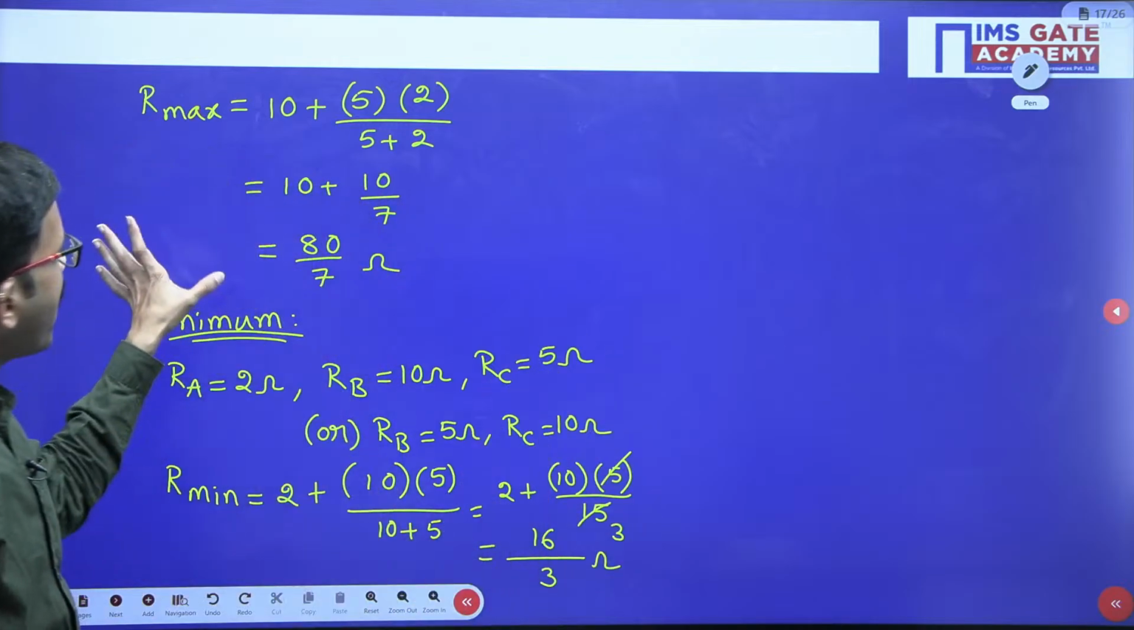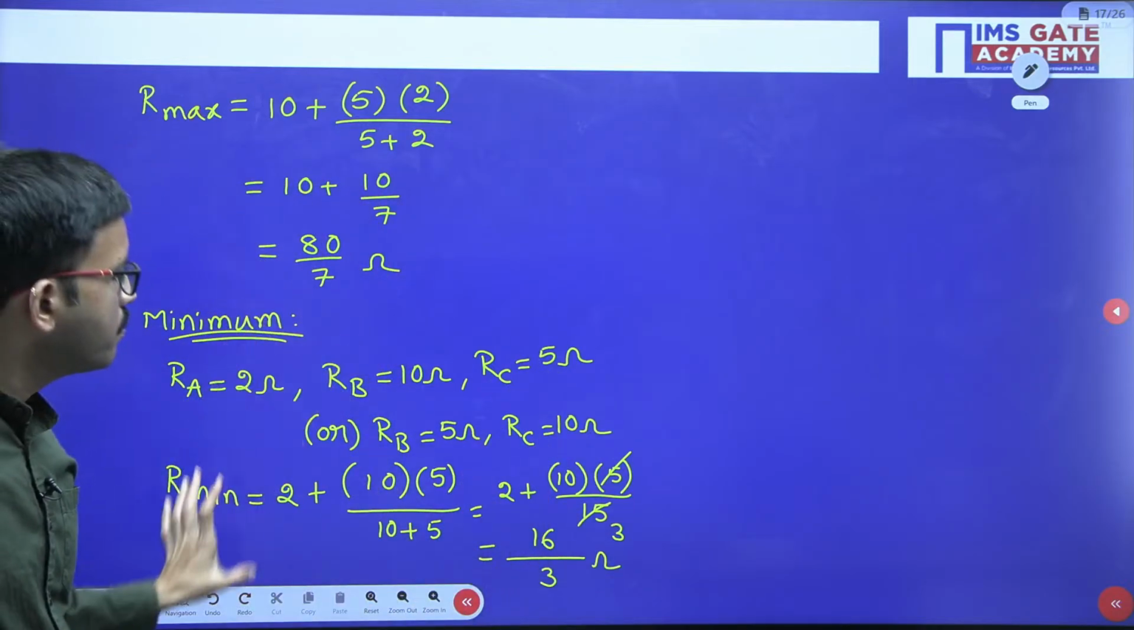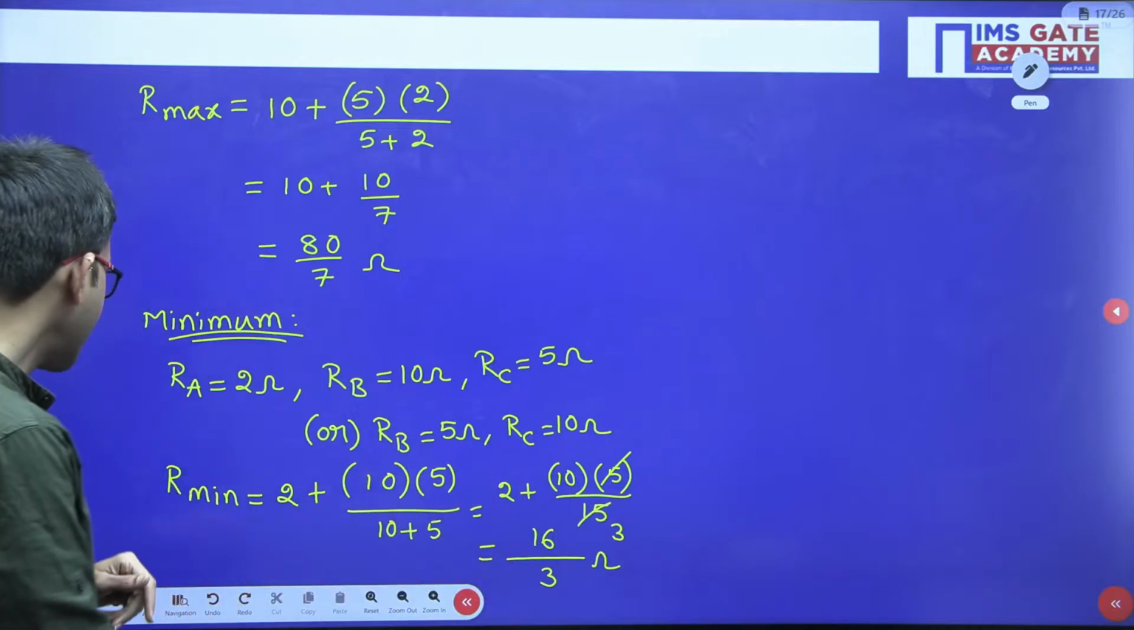Maximum equivalent resistance you get this much, and minimum equivalent resistance you get this much. Now what is the question?